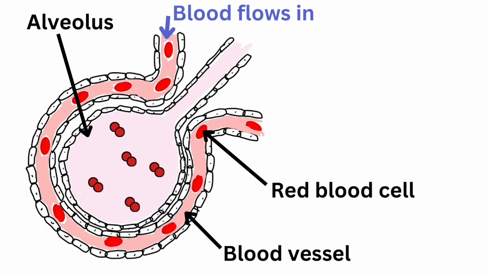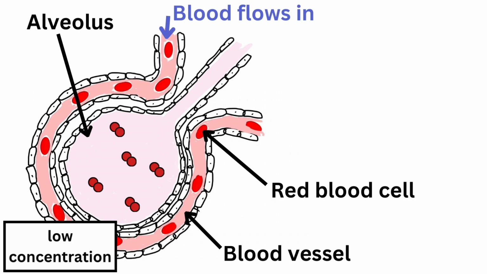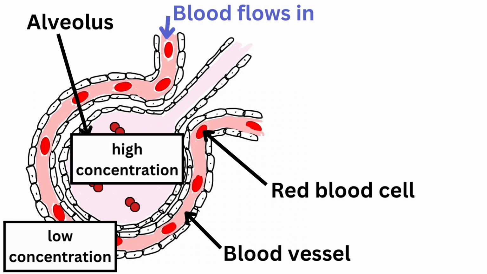And remember, the blood flows through a one-way system, so it comes in at the top and then goes out at the bottom. So because the blood is moving so quickly, at any one time there's not much oxygen inside the blood, so we can say that there's a low concentration of oxygen inside the blood and a high concentration of oxygen inside the alveolus.